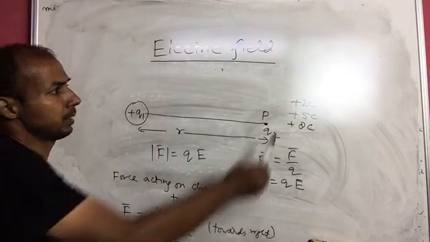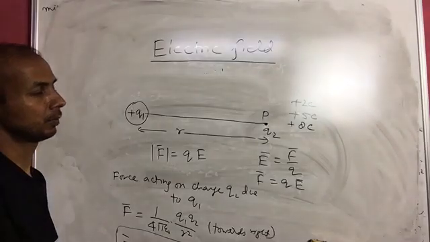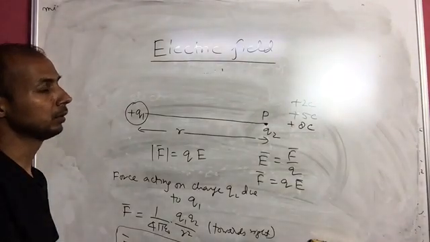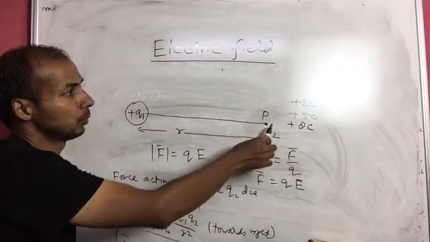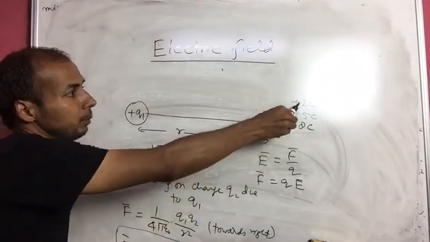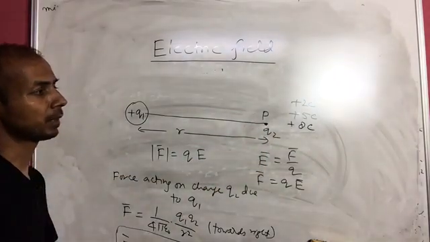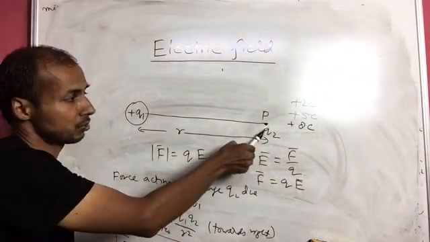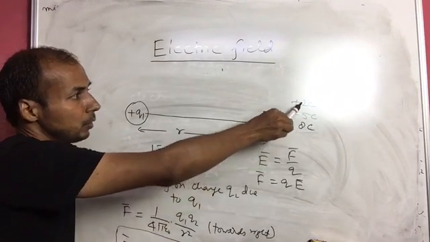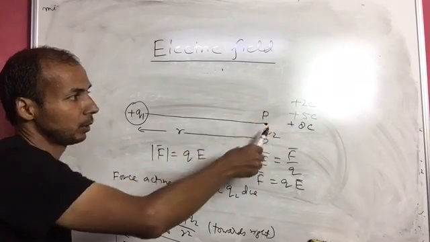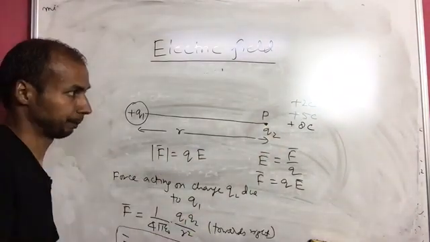Correct? Let us say the force which is acting on 2 coulomb is 20 Newton. I am taking an assumed value. If we put a 2 coulomb charge here, a 20 Newton force acts, that means force acting per unit charge here will be 20 by 2, which is 10. Similarly, for 2 coulomb, 20 Newton will act, and for 5 coulomb, 50 Newton will act, force per unit charge will remain the same. That means electric field will remain the same.